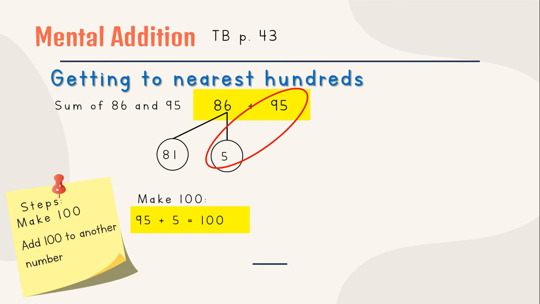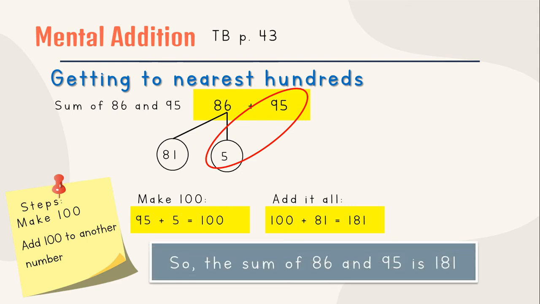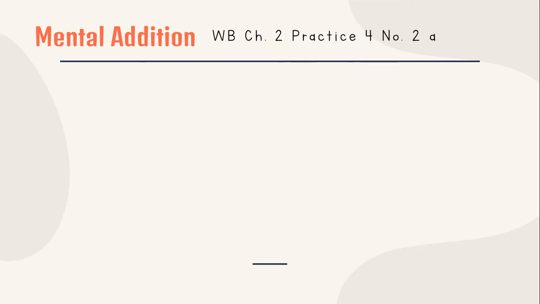After that, add 100 to another number. Which one is the other number? This one. What is that? 81. So 100 plus 81 equals 181. The sum of 86 and 95 is 181.